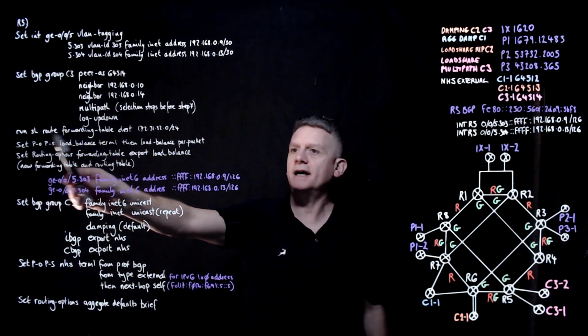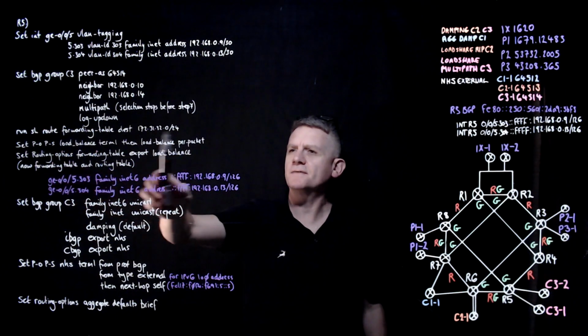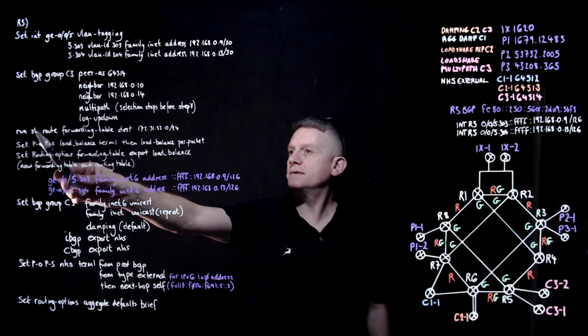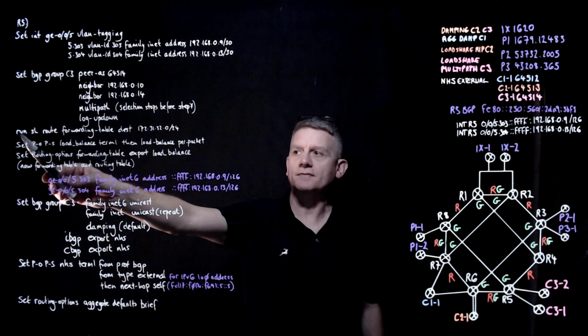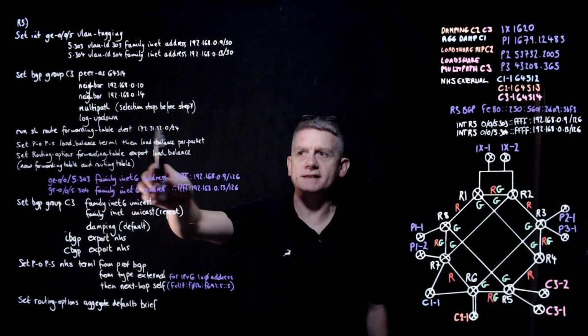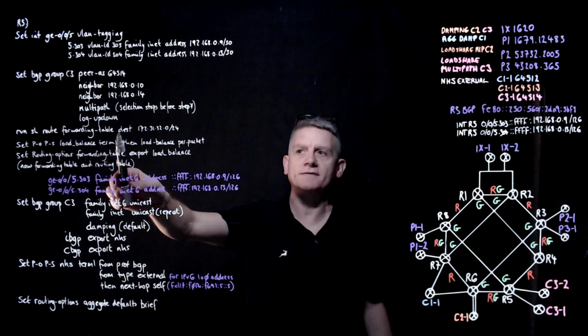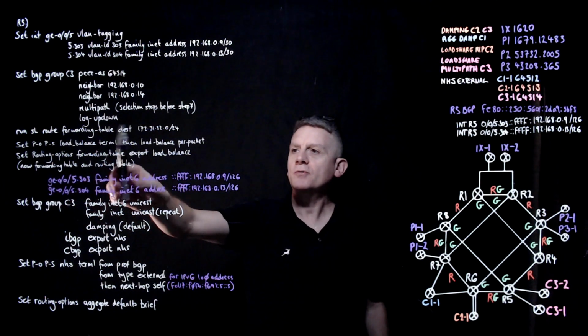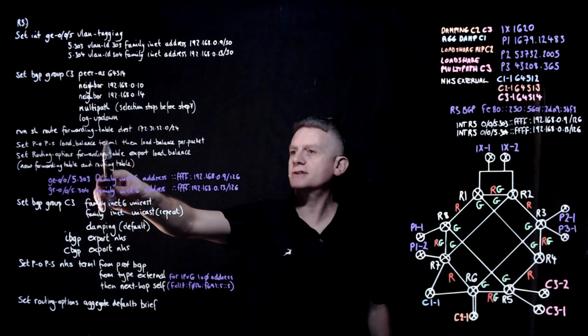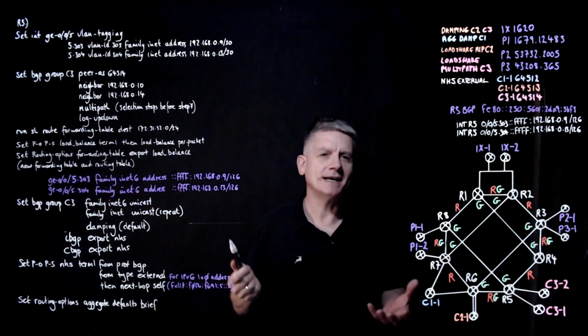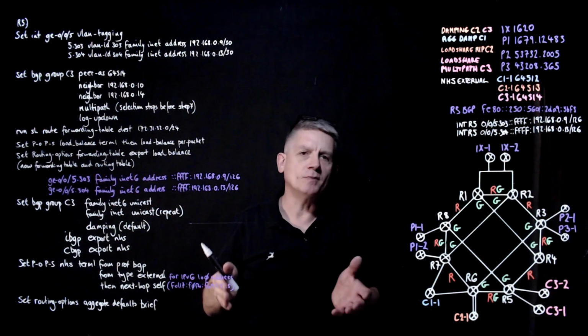Okay, so quick sort of gotcha here is that if you take a look in the forwarding table, run show route forwarding-table destination, and then put in a destination, you can actually see what the forwarding table is doing for that particular route. We needed to turn on load balancing in the forwarding table as well, because by default we're not load balancing there.